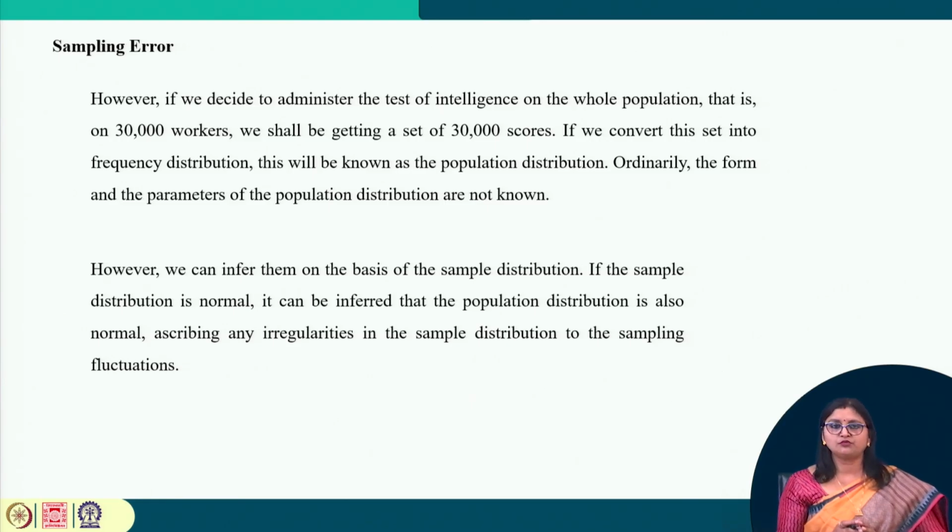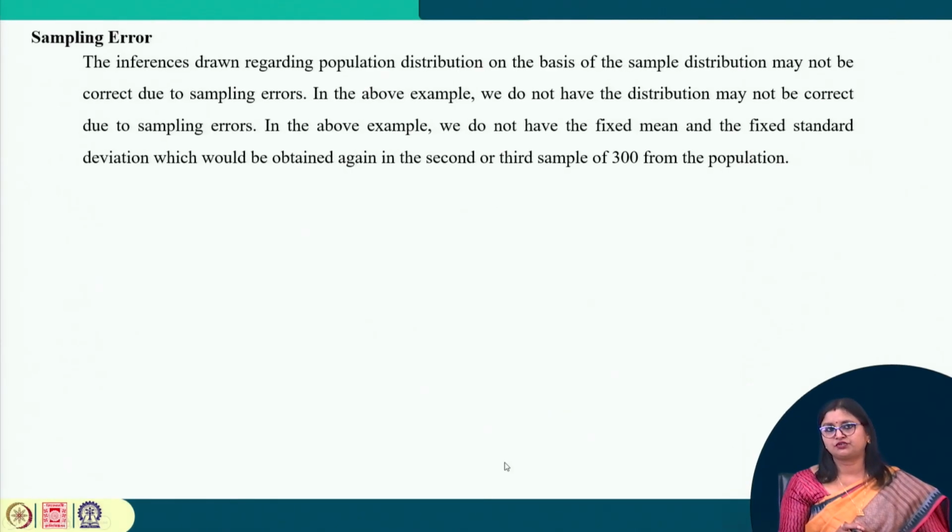If the sample distribution is normal, it can be inferred that the population distribution is also normal, ascribing any irregularities in the sample distribution to sampling fluctuations. So, the inferences drawn regarding the population distribution on the basis of the sample distribution may not be correct due to the sampling error.